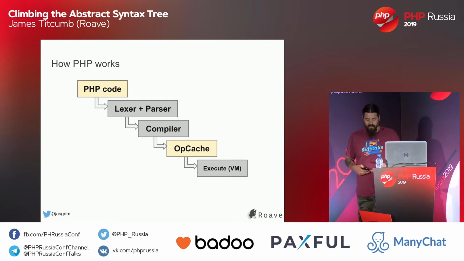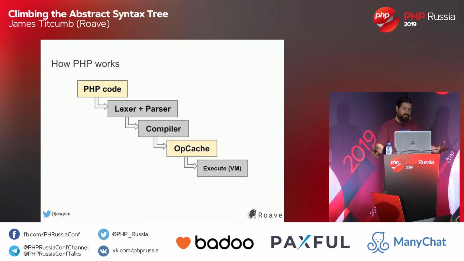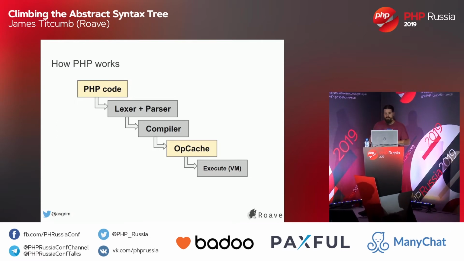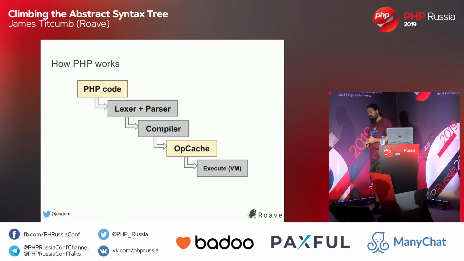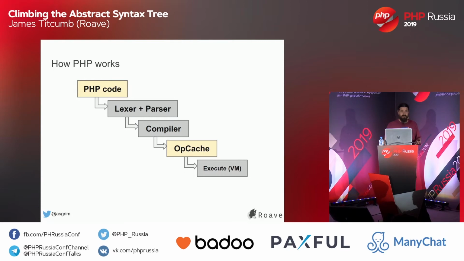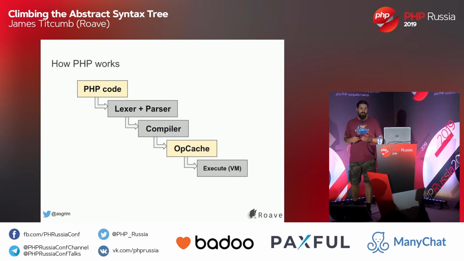To understand static analysis, we need to know how PHP works, right? I'll give you a quick overview of how PHP code is fed into a lexer, which generates tokens. Tokens are fed into a parser, which results in an AST. The AST is compiled by the compiler, which generates opcodes. The opcodes are stored in the opcache and executed in a virtual machine. Everyone with me so far?